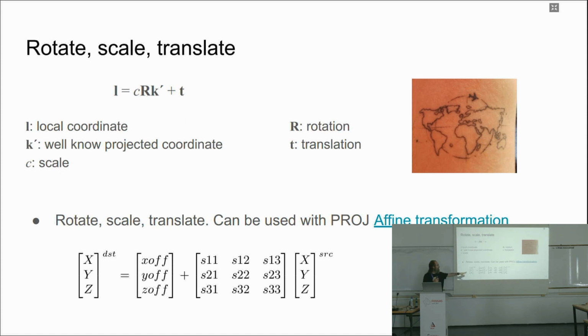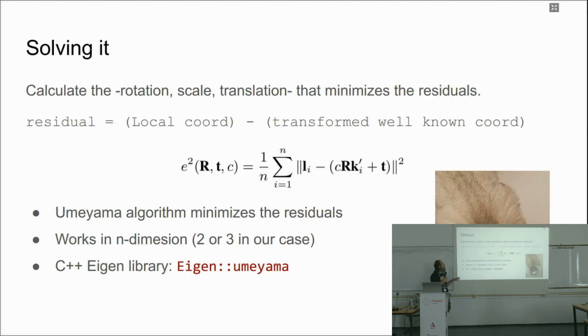This is the formula in the PROJ documentation. Actually, PROJ has a 4th dimension, that's the time, but we don't care here about time. So we can encapsulate scale and rotation in this matrix, S1 and so on. The translation is X off, Y off, Z off, and that's all. But we have to compute these parameters, the scale, the rotation, and the translation.